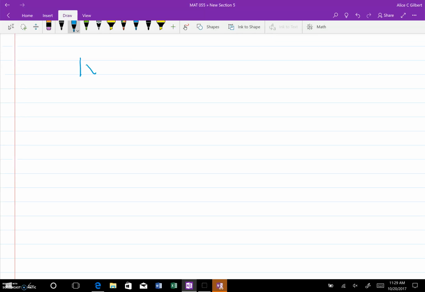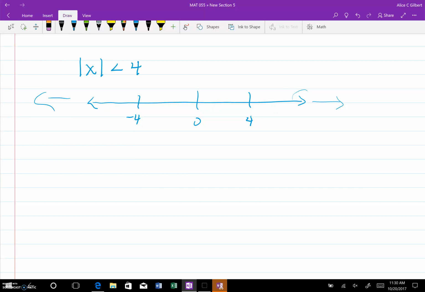What if I had the absolute value of x is less than 4? Okay, so let's look at our number line again. You notice how I put arrows on both ends. That's to show me that it's going in this direction forever and in this direction forever. Okay. All right. Now, let's look at over here.